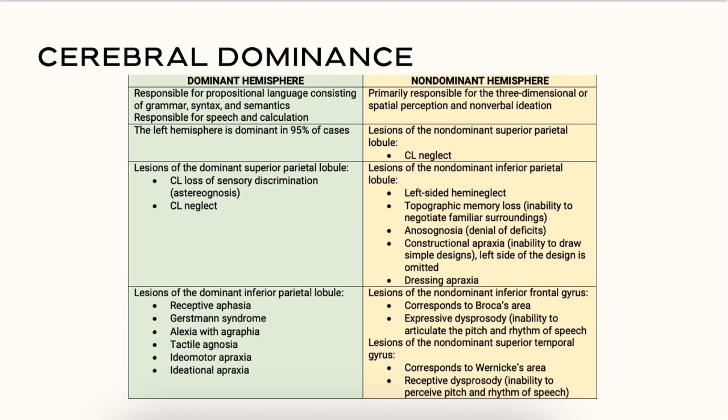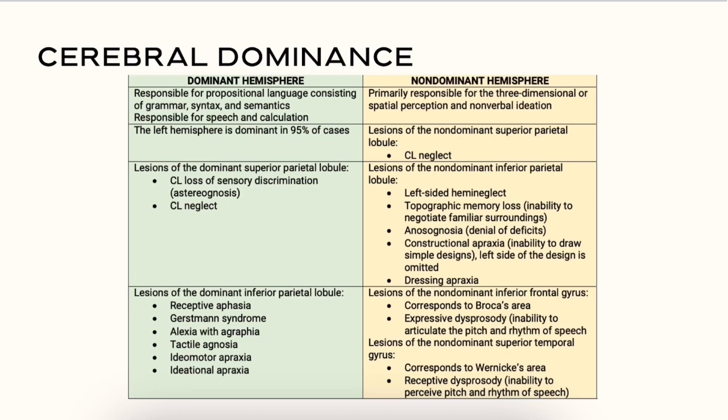And then we have our non-dominant hemisphere, which is primarily responsible for the three-dimensional or spatial perception and nonverbal ideation. So then if we talk about the different lesions again, if we get a lesion on the dominant superior parietal lobule, you could get contralateral loss of sensory discrimination or astereognosis and contralateral neglect. Now, if we get that in our non-dominant hemisphere, we could get contralateral neglect. And then we also could get lesions on the dominant inferior parietal lobe for both hemispheres.